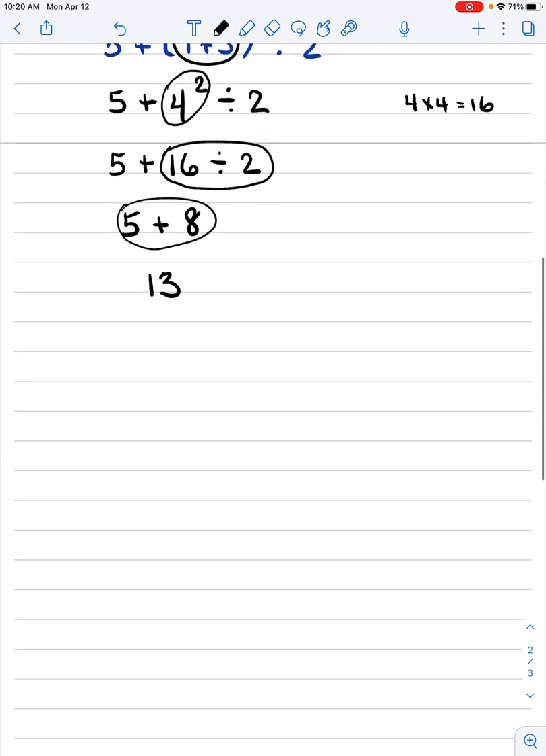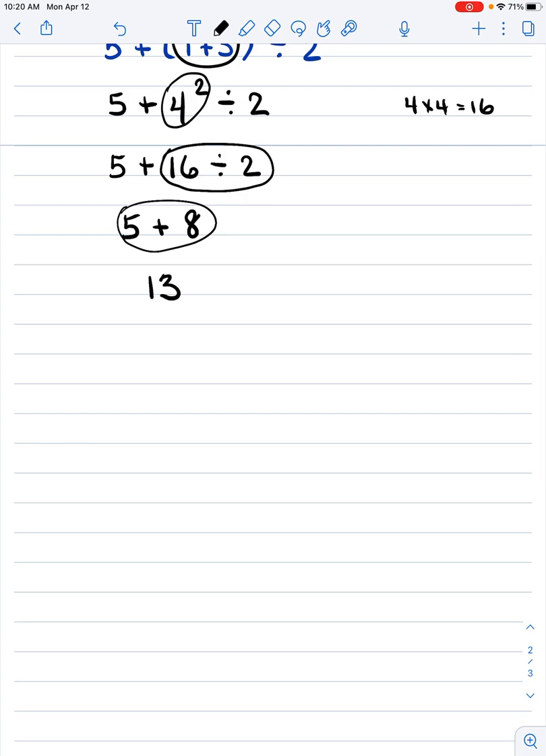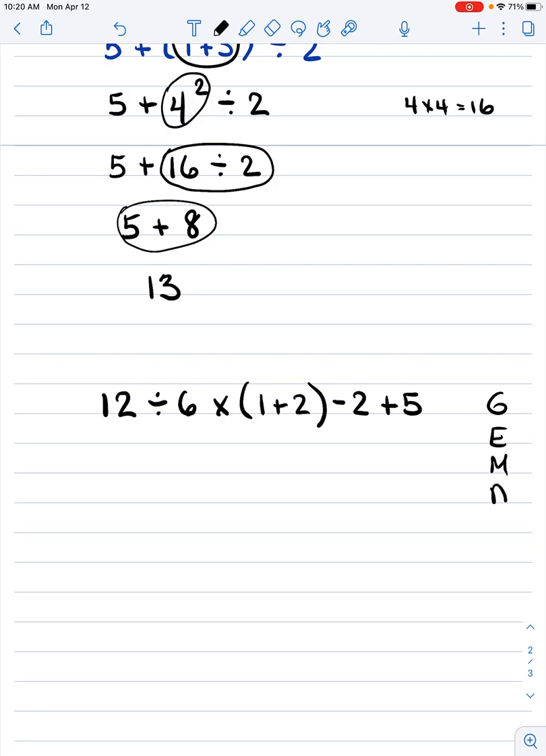Now, let's see if I have something like this. Let's say I have 12 divided by 6 times 1 plus 2 minus 2 plus 5. Okay, what am I going to do about this? Well, I'm going to write GEMA, and I'm going to go through my steps.